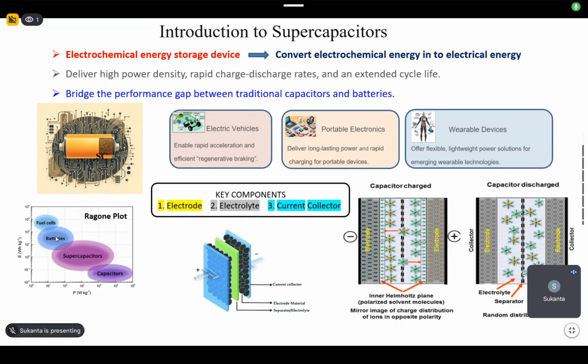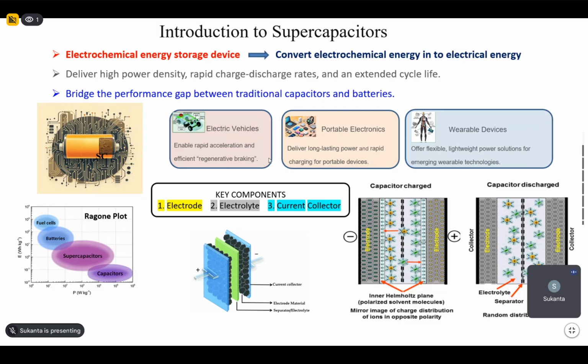Applications of supercapacitors, like for electric vehicles. I'll come in details later on. And the portable electronics, wearable devices, everywhere we can use the supercapacitor as an energy storage device.